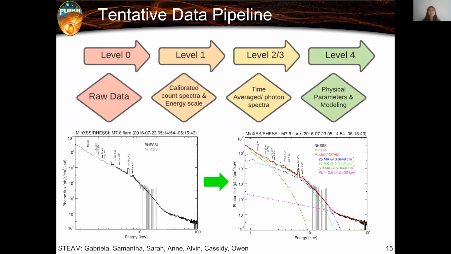And this is what we expect our data pipeline to look like. For our level 0 data, our products would be downloading from the spacecraft and then converting it from binary to a more user-friendly format such as FITS. Our level 1 data product would be to calibrate our data based on the exposure time and the instrument response. Then our level 2 and 3 would be to convert from counts to photons and sort our data into the different time averages. Finally, our level 4 data would be to combine our level 1 with models to help us derive our physical parameters.